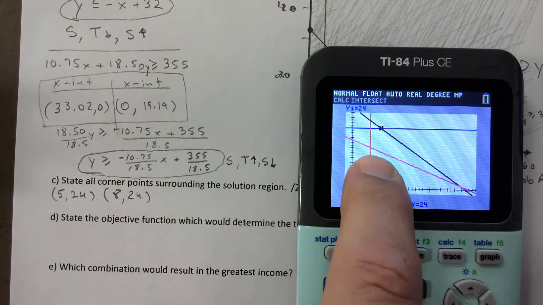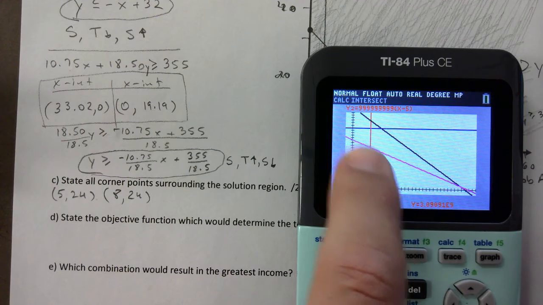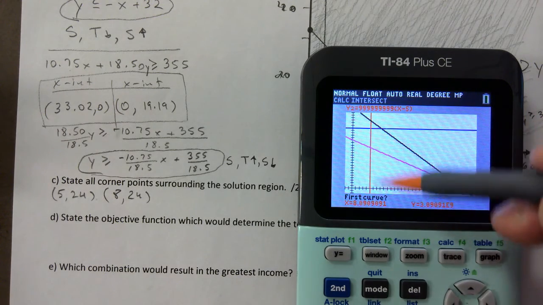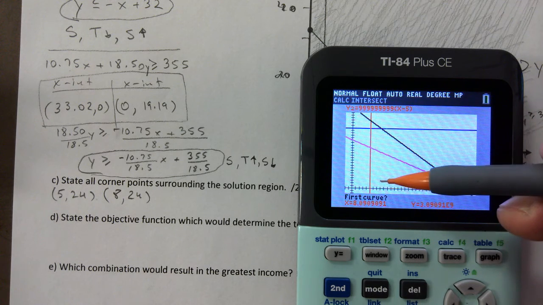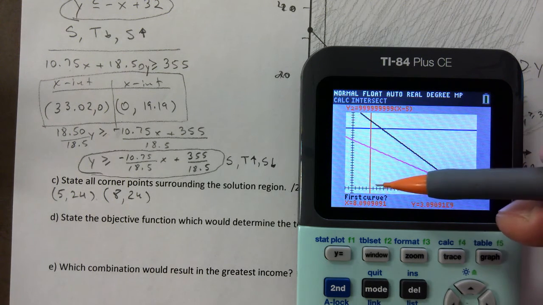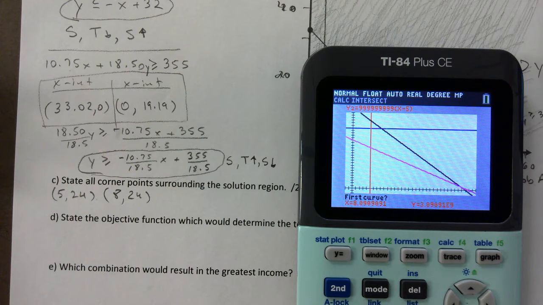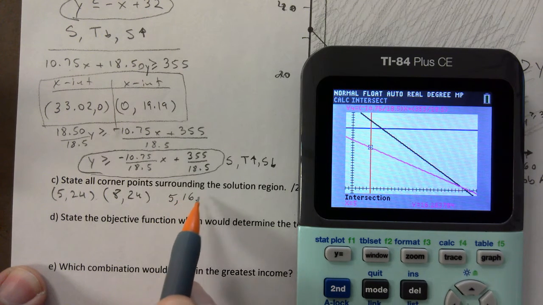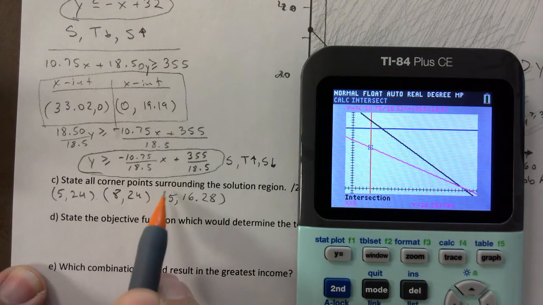And then you go second trace 5. And let's say we want this one here. So you jump and see how it turns red? That means that you're now on that line. So you won't see the cursor on your screen quite often. So you just hit enter. And then you jump to, in my case, the pink one. And there it finds it. So it's 516.28.